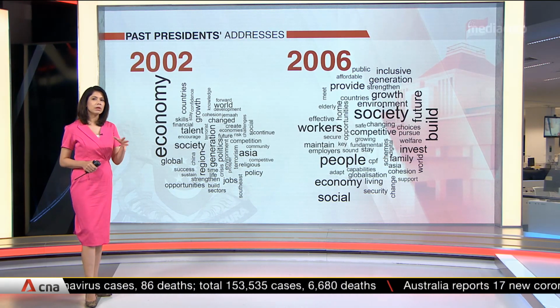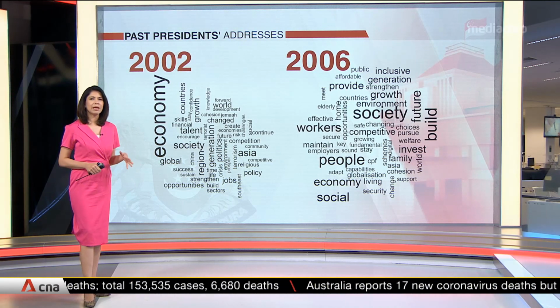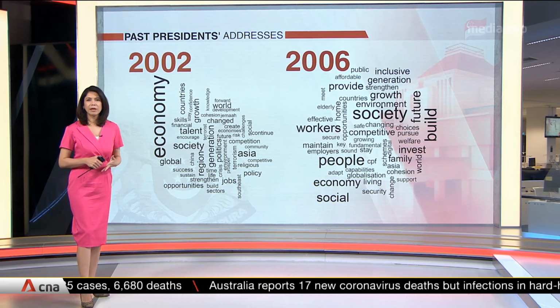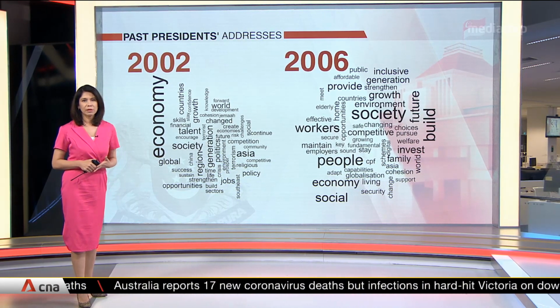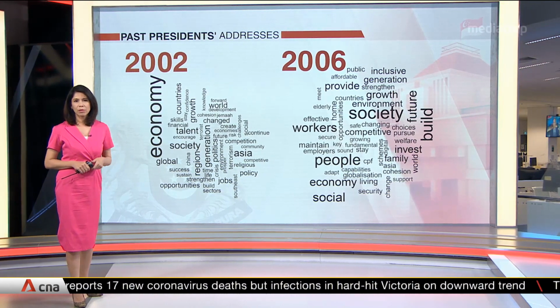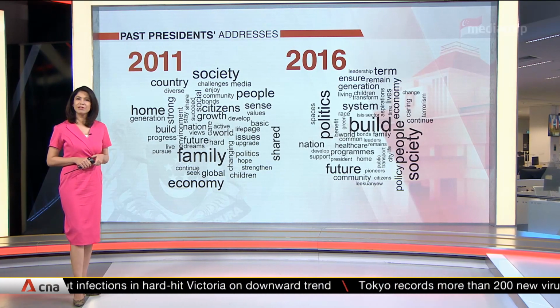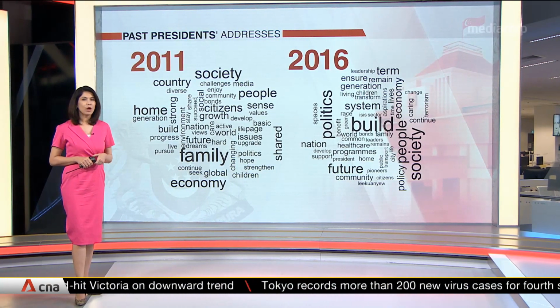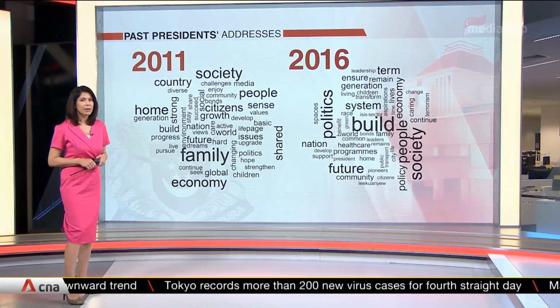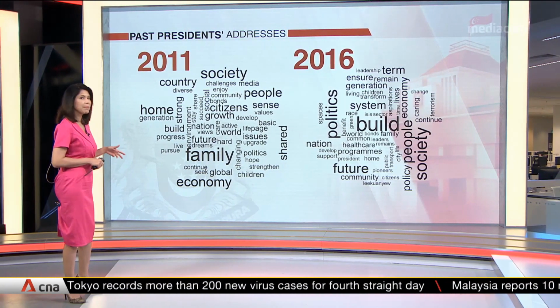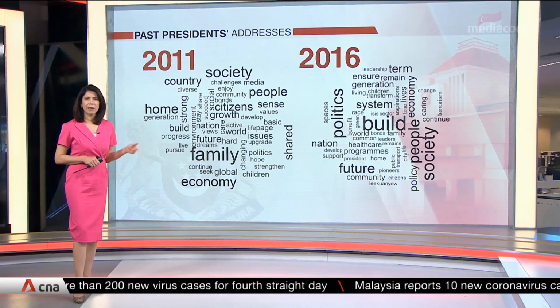And this carried on into 2006 when words like workers, people and growth reflected a focus on relevance of the global economy. The narrative shifted again in 2011 and 2016 with words like home, family, build and society, perhaps reflecting a sign of the times.